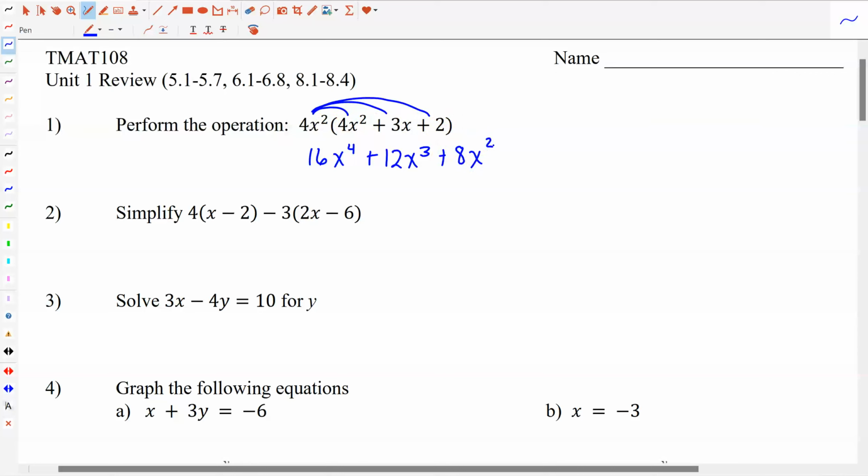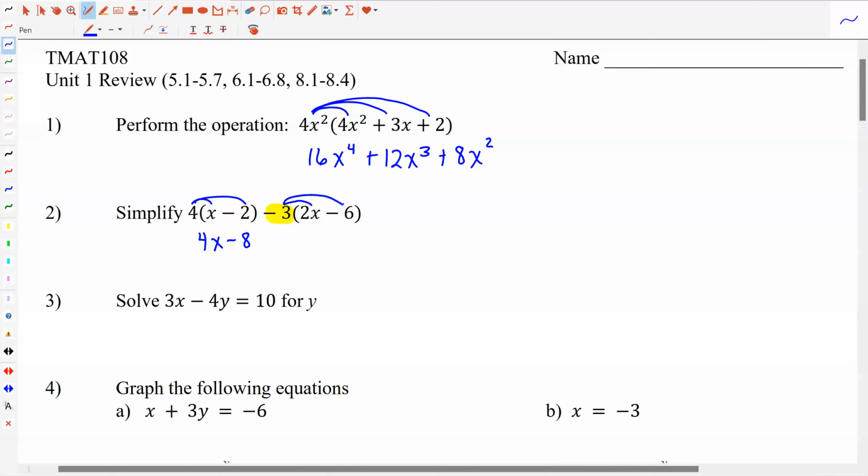Question number 2 asks me to simplify 4 parentheses x minus 2, close the parentheses, minus 3 parentheses 2x minus 6, close the parentheses. In order to put these like terms together, we're going to have to distribute through and break those parentheses. On the first distribution, we will get 4x minus 8. On the second distribution, not only do I have to distribute the 3, but I also have to distribute the subtraction.